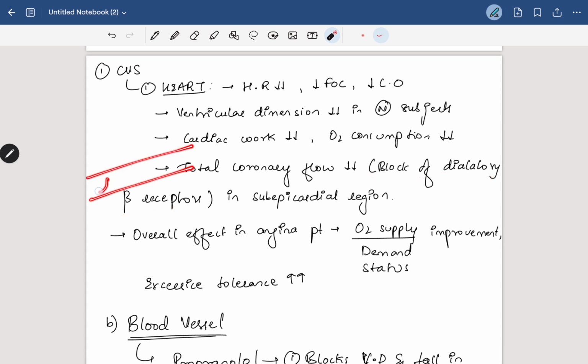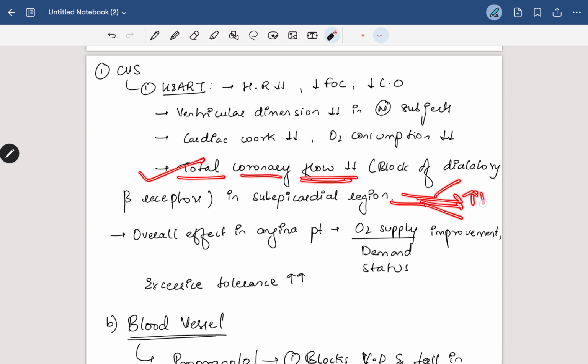Recall that in blood vessels we had alpha 1 and beta 2 receptors. The beta receptor, which was responsible for dilation, is getting blocked. So there is no dilation taking place, and therefore the total coronary flow is also decreased. Like when a vessel dilates, there's increase in blood flow. Now when a vessel does not dilate or it just constricts, the blood flow will be less.